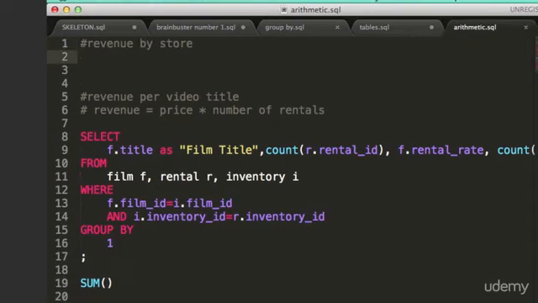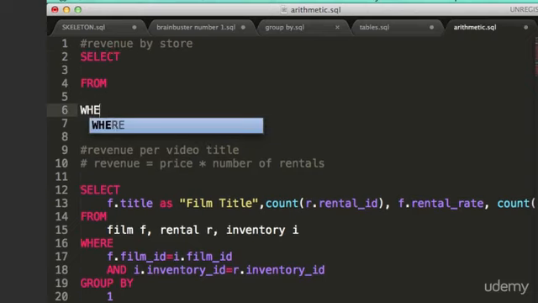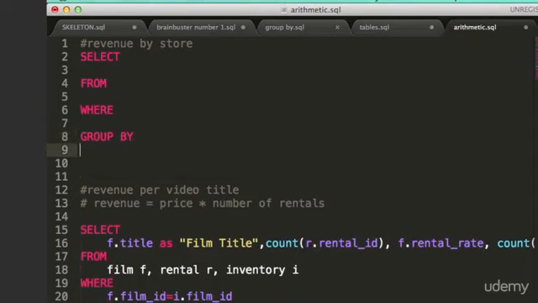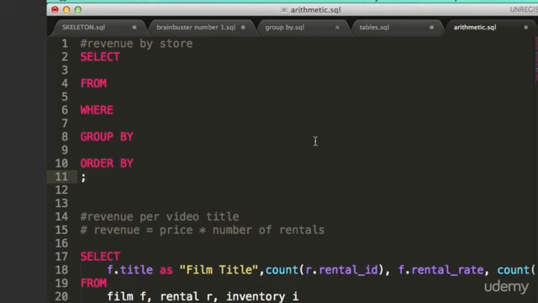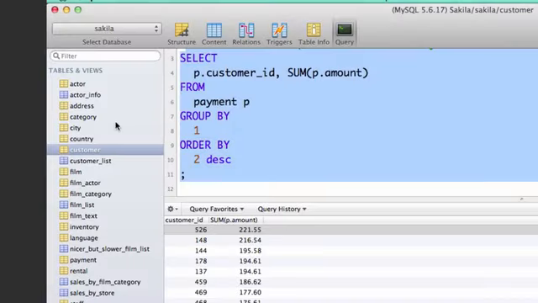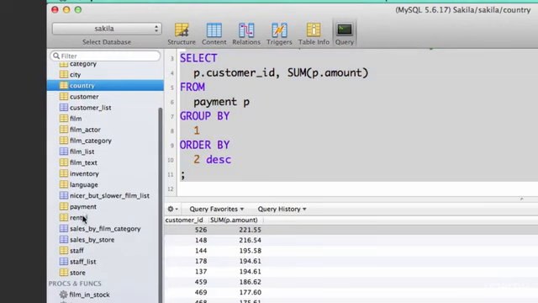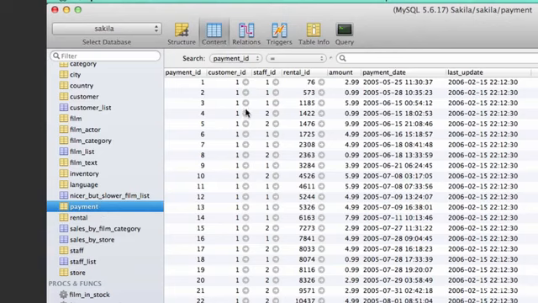Let's figure out where that information lies. Select, from, where, maybe group by, order by, all our favorite stuff. So we need to know, where's all that revenue? It might be in the rental payments, probably. That's what we looked at last time, right?